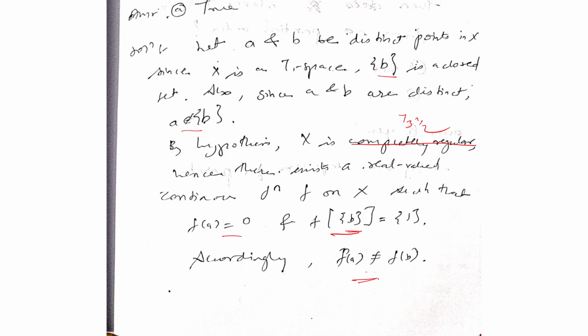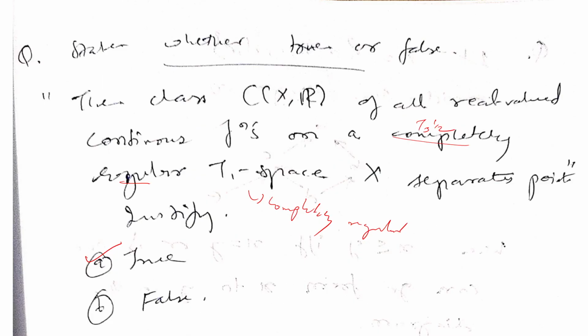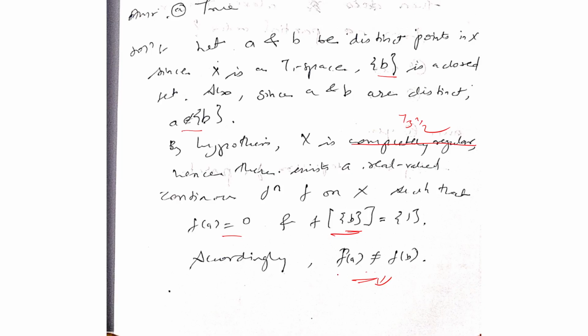Fine. As we saw the definition of separation, how we say that points are separated, we should get a function such that at 2 points the value of the function is not equal. Okay.